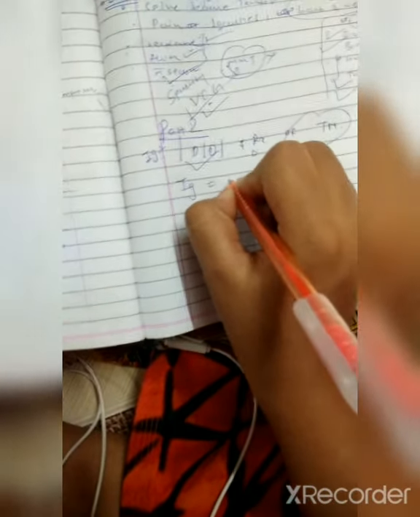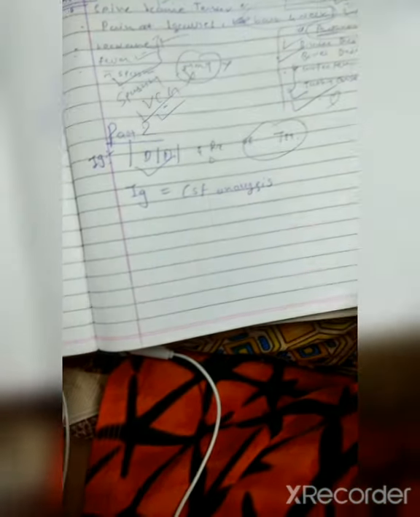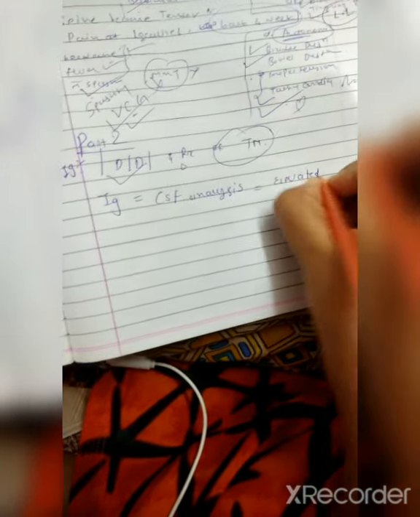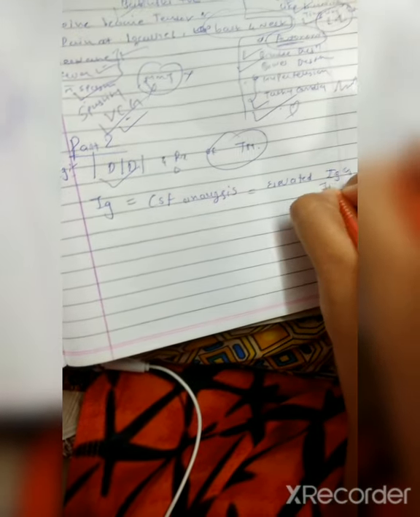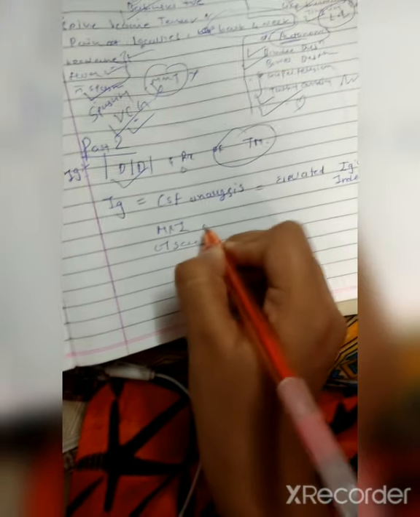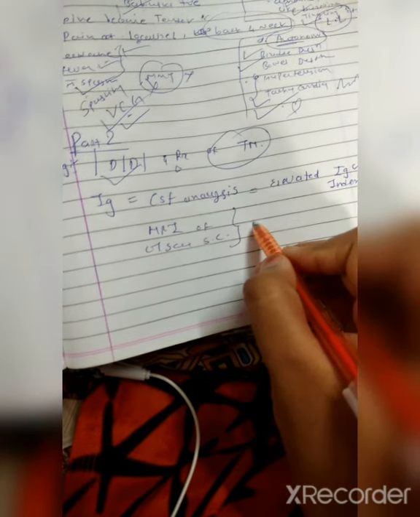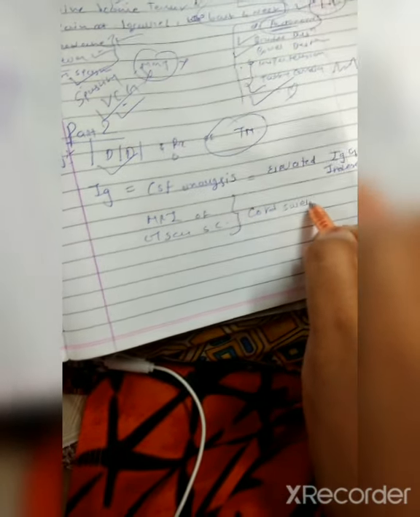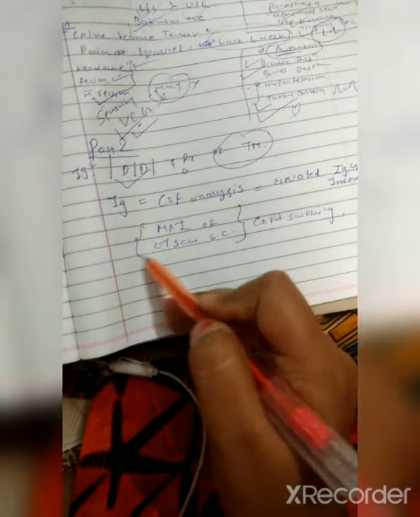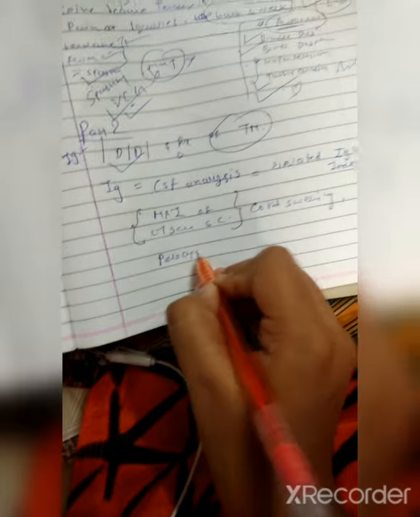In investigation we first do a CSF analysis. In CSF analysis it shows an elevated IgG index. Then we do MRI and CT scan of the spinal cord. This shows cord swelling and inflammation, and whether the surrounding tissue and nerves are damaged or not. So we can go for MRI and CT scan, and we can do a pleocytosis.